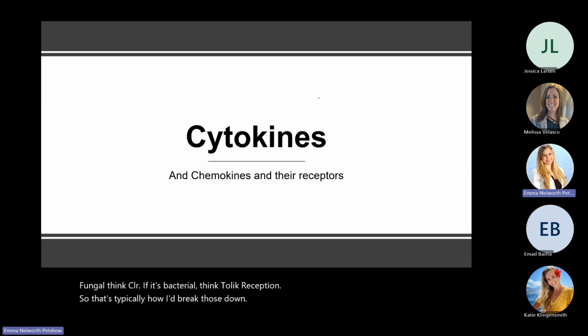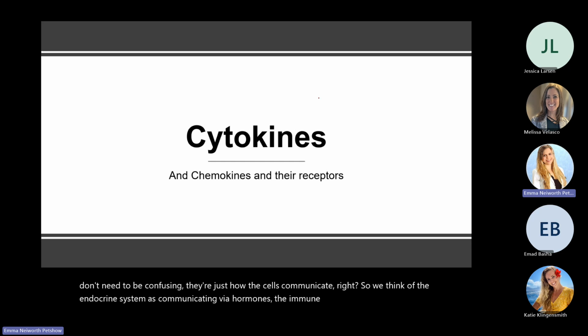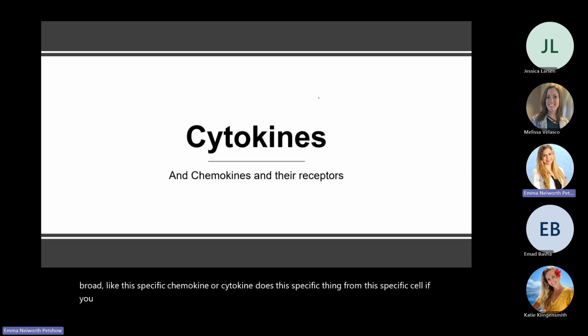All right, I wanted to spend a little time on some of our cytokines. Cytokines and chemokines don't need to be confusing. They're just how the cells communicate, right? So we think of the endocrine system as communicating via hormones. The immune system communicates via cytokines and chemokines. The key component here is to try to pull out some really big, broad, like this specific chemokine or cytokine does this specific thing from this specific cell. If you can connect one per cytokine, that will do you well.